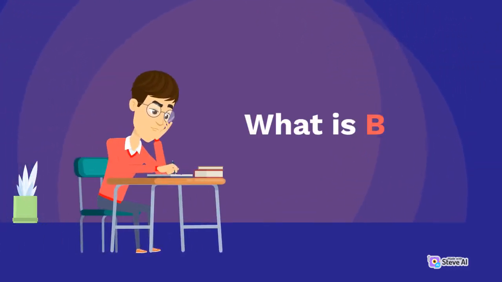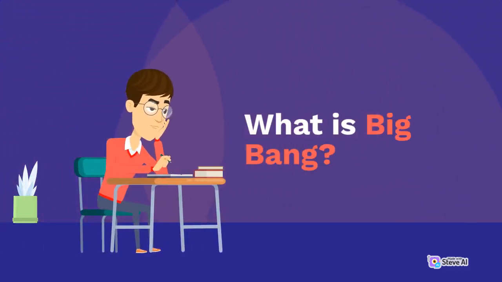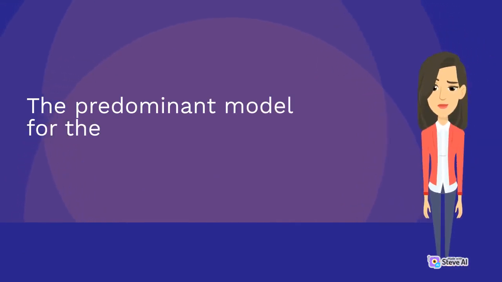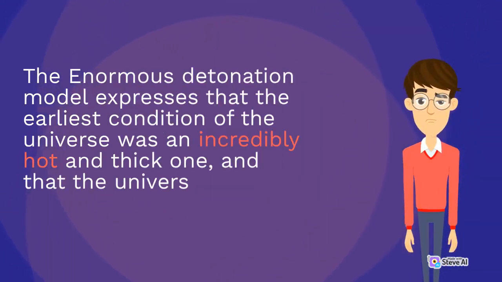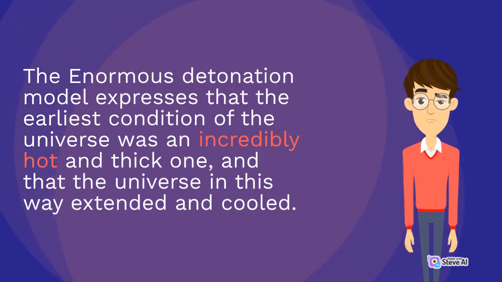What is the Big Bang? The predominant model for the evolution of the universe is the Big Bang theory. The Big Bang model states that the earliest state of the universe was an extremely hot and dense one, and that the universe subsequently expanded and cooled.